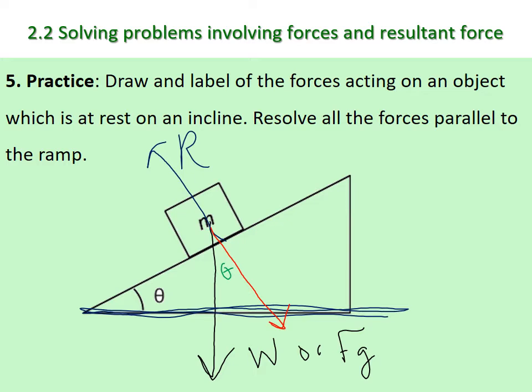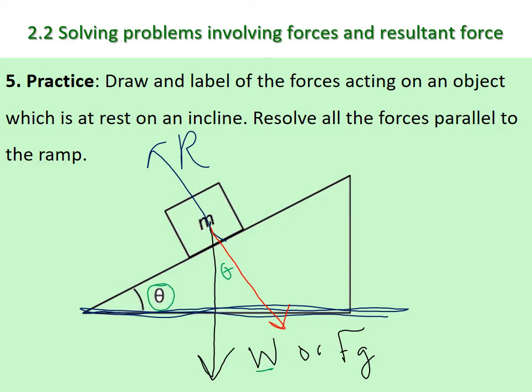So this theta and this angle between the weight, or the force of gravity, and the force normal, or the force that's opposite to the force normal, these are the same angles. You can do a series of geometric proofs if you want to prove this to yourself. I'm not going to waste time doing that right now.